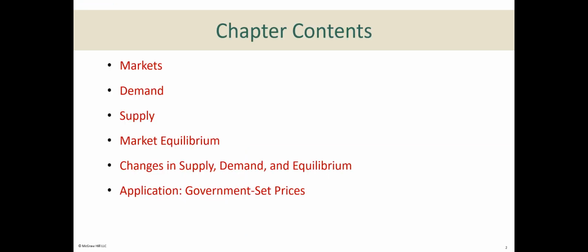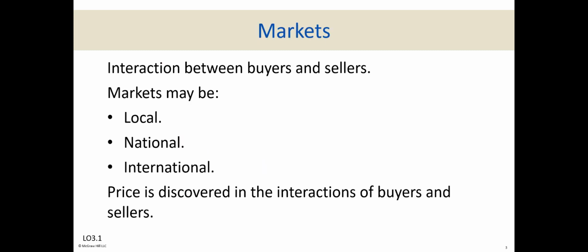So what we are going to cover in this chapter: we will cover markets, demand, supply, market equilibrium, and then we will understand changes in supply, demand and how these changes affect the market equilibrium. And the application is going to be government set prices. Let's start with the markets.